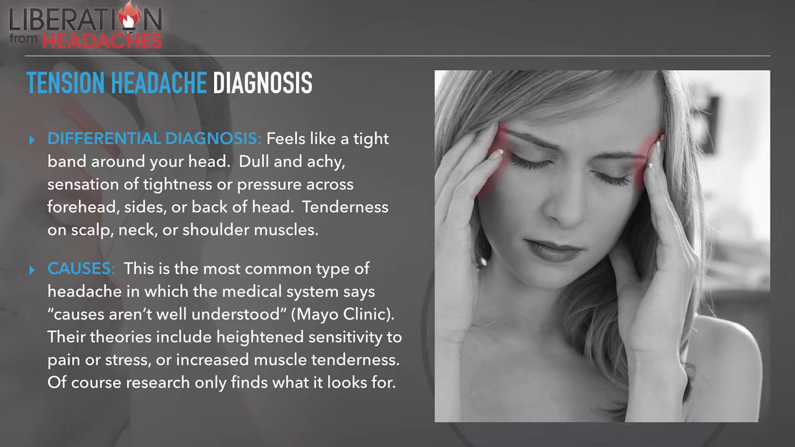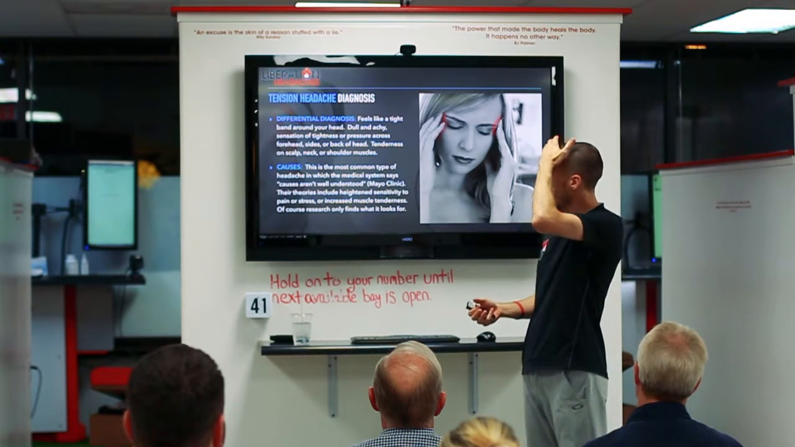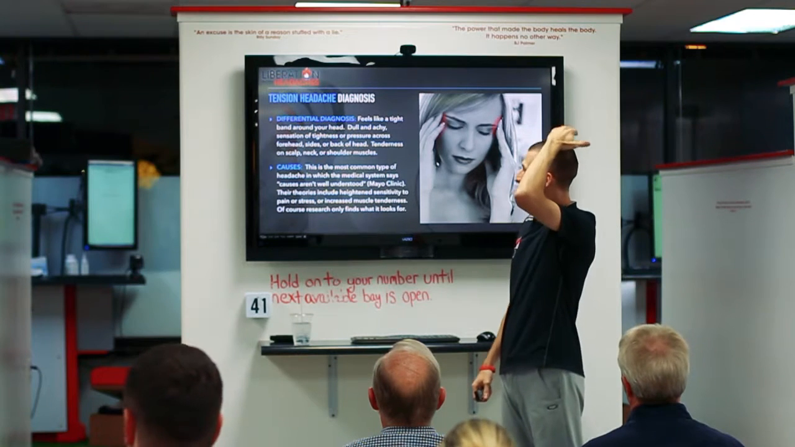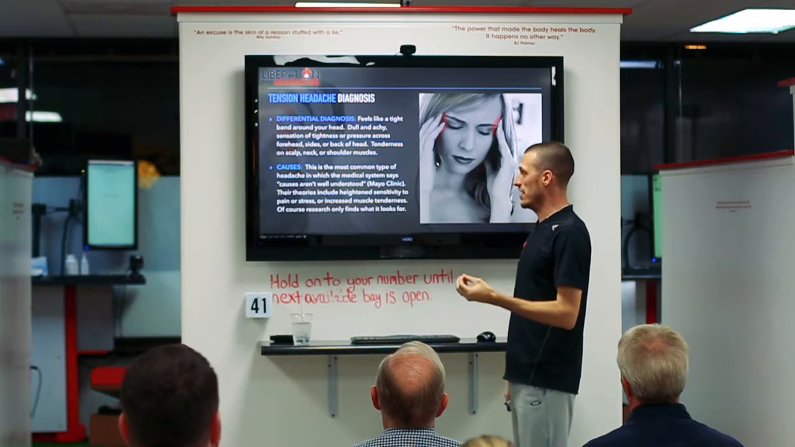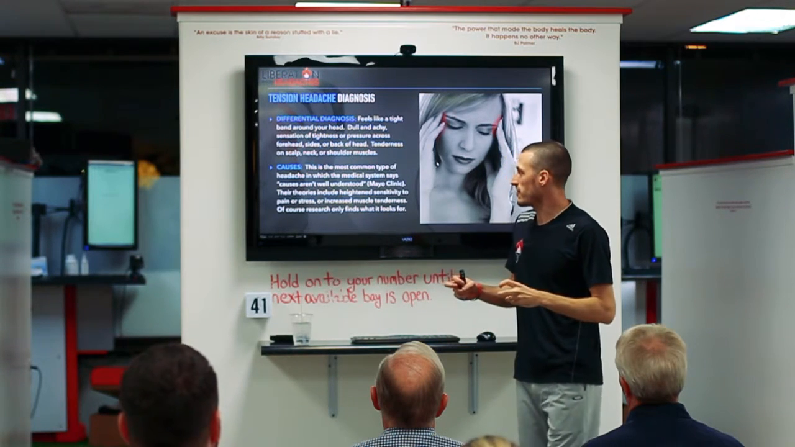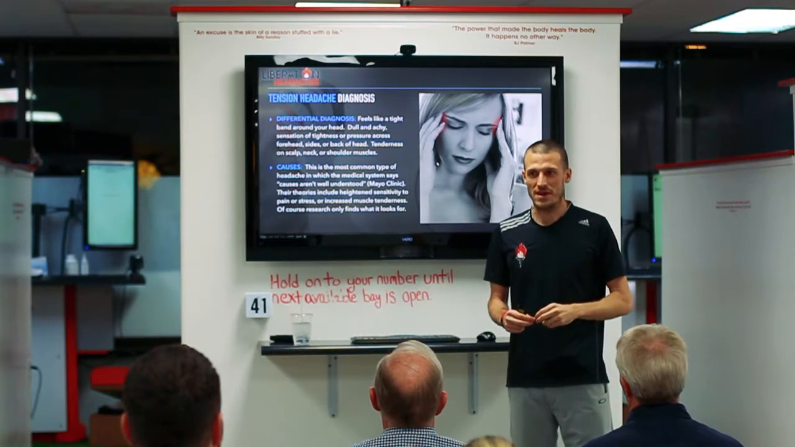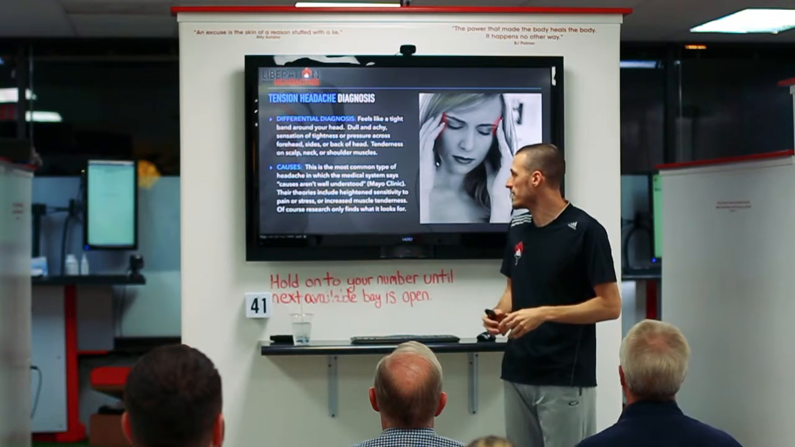Okay, the next one, tension headaches. The differential diagnosis: it feels like a tight band around your head. It's dull and achy. Sensation of tightness or pressure across the forehead, the sides, or the back of the head. Tenderness on the scalp, the neck, or the shoulder muscles. Okay, the causes. This is the most common type of headache, in which the medical system says causes aren't well understood, again according to the Mayo website. They say that it's not well understood.